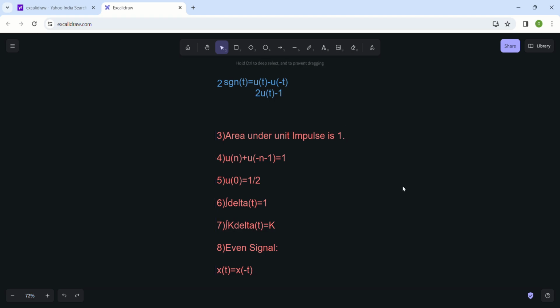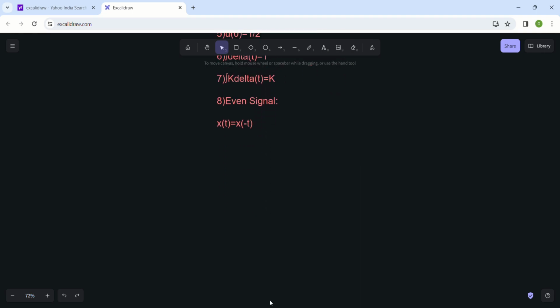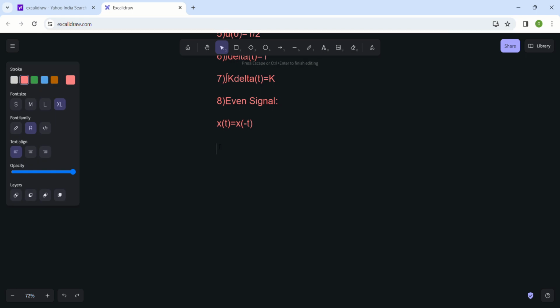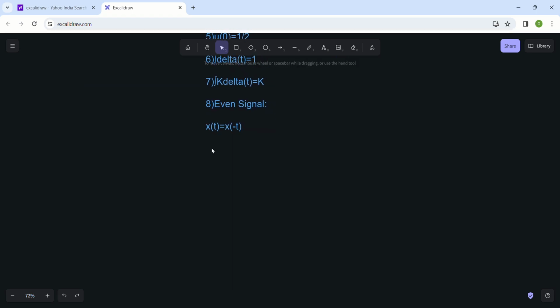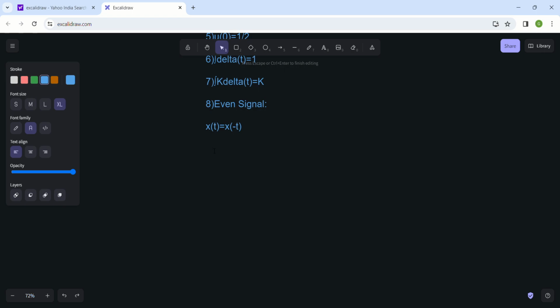Now this impulse signal is showing the even signal property. That means delta of t is equal to delta of minus t.